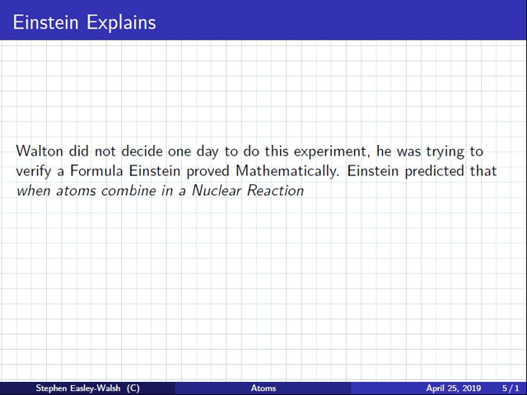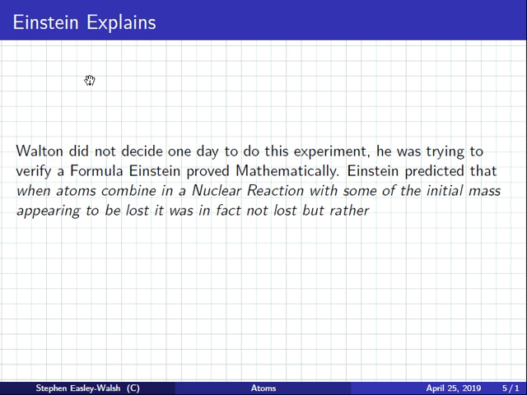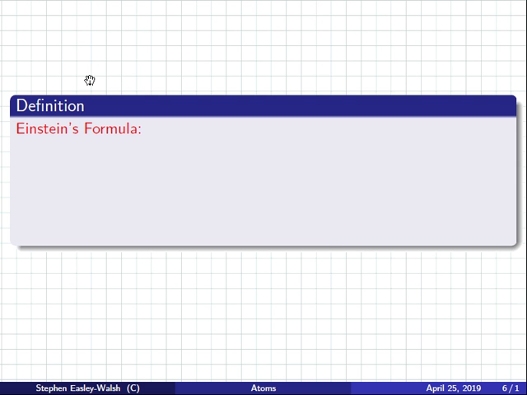Yeah. Einstein predicted that when atoms combine in a nuclear reaction, some of the mass will appear to be lost, but it's not lost. Rather, it's converted into energy. So Einstein said, when you take two masses and put them together, some of the mass will be lost, but it's not really lost. It was converted into energy. So this is because of Einstein's formula. Einstein said the energy will equal mc squared. This is Einstein's famous formula. Or you can just write it, E equals mc squared.